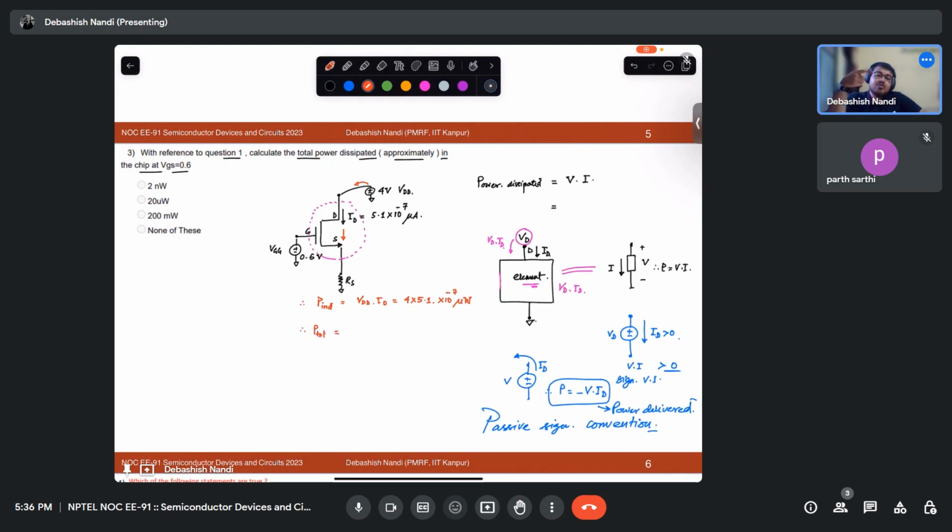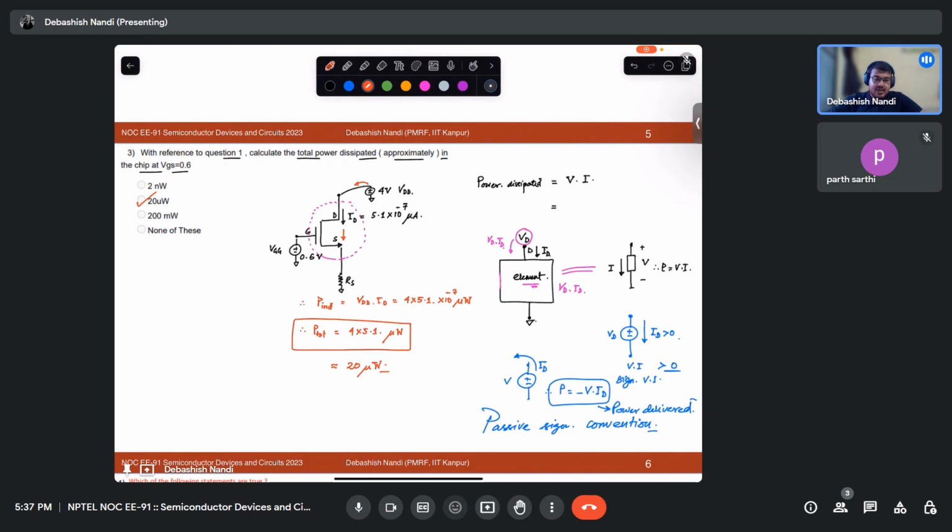It will be nothing but multiplied by the number of transistors in the chip, that is 10 raised to 7. So the 10 raised to minus 7 will be gone, and you will only be left with this. So it would be around 20 microwatt. So 20 microwatt is the total power dissipated by the 10 raised to 7 transistors on the chip.